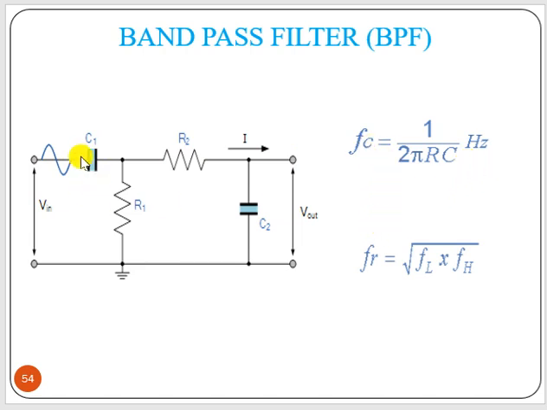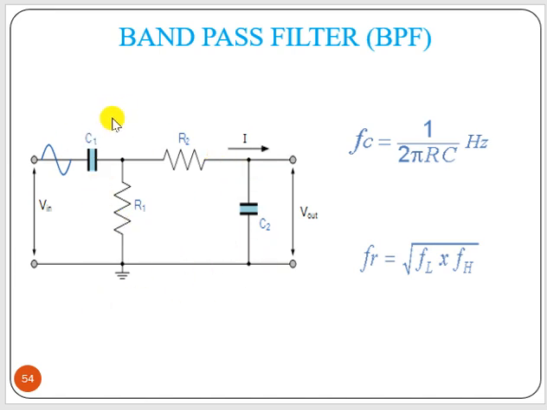Okay, that is FC1 equals 1 by 2 pi RC, FC2 equals 1 by 2 pi R2 C2, like that. FR equals root of FL into FH, that you have to find out. Now in that case, how it is a band pass filter, you can prove it.